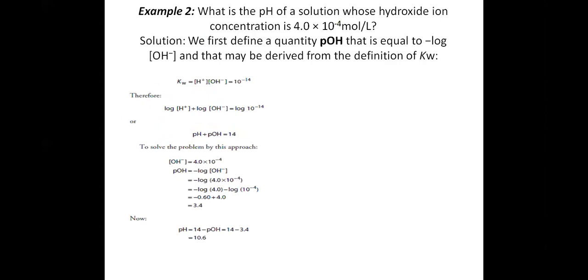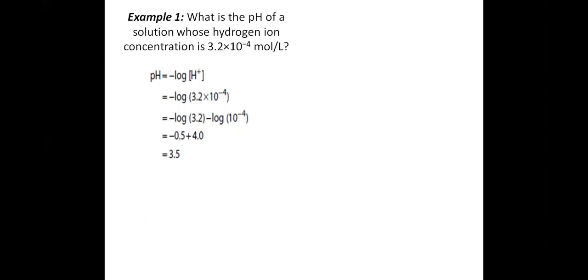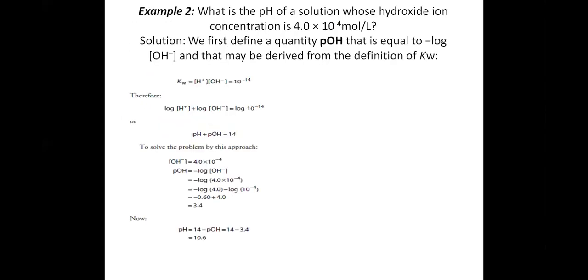So an instance here is, what will be the pH of a solution whose hydrogen ion concentration is 3.2 times 10 raised to the power minus 4 mole per liter? The pH here can be calculated simply as the negative log of the hydrogen ion concentration. If you find that, the pH will be 3.5. From here, you could also find the pOH, the hydroxide ion concentration, for this particular solution using the term pH plus pOH equals 14.